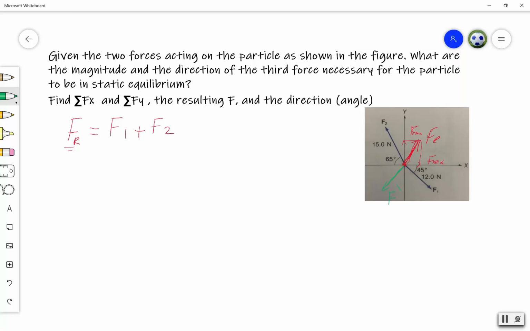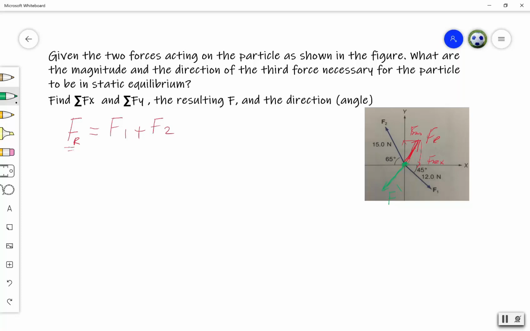Let's call it F prime. It has to have the same magnitude, but in the opposite direction. When we apply this force, the particle will achieve static equilibrium. That's the particle here. So first of all, let's start by finding Fr.